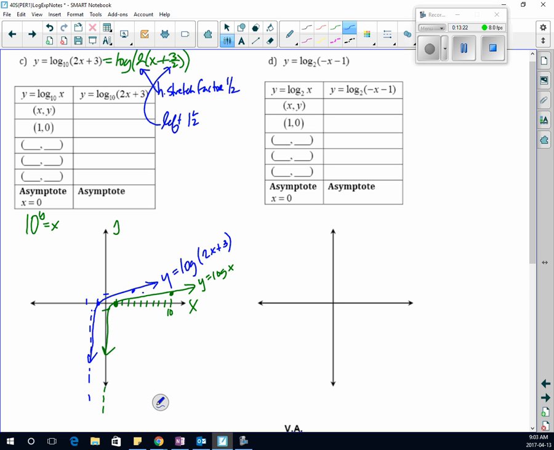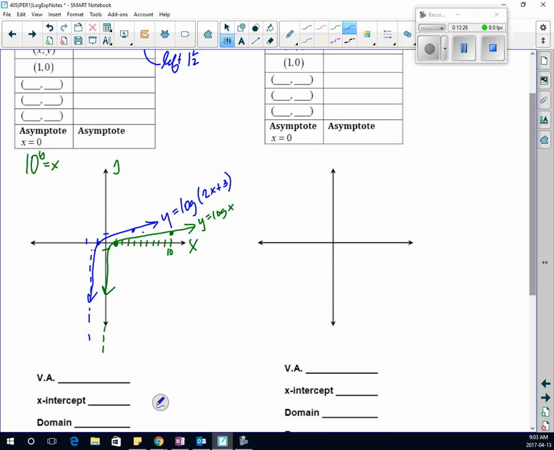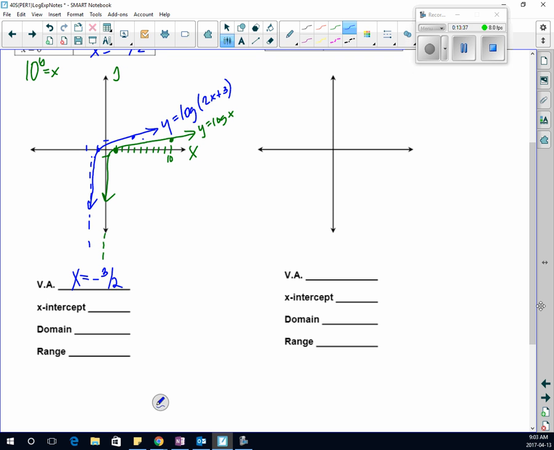Okay, doing pretty good. Let's answer the questions there. My asymptote is x equals -3 over 2. Everybody knows you have to write it as an equation. What's my x-intercept? -1. Just for fun, let's solve this algebraically to verify it was -1, now that we know how to do this. So 0 equals log of 2x plus 3.